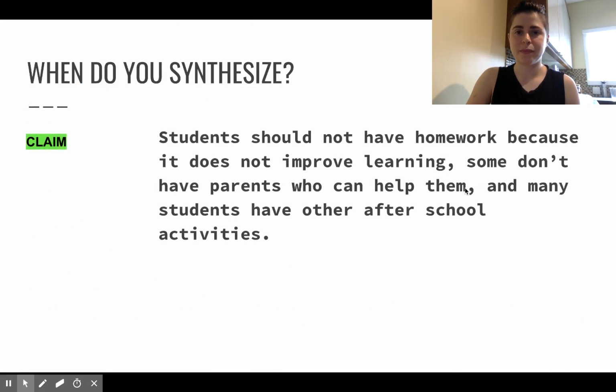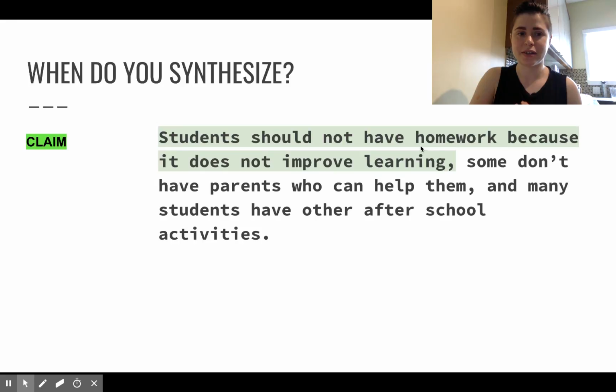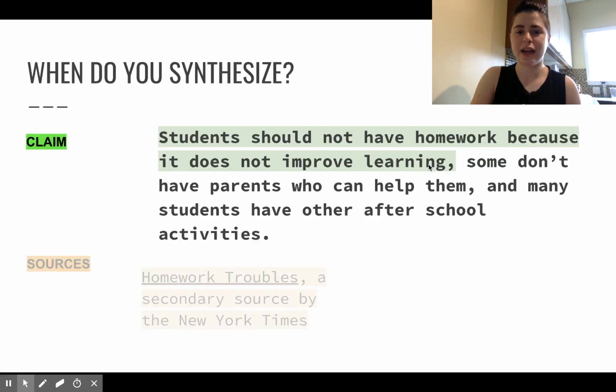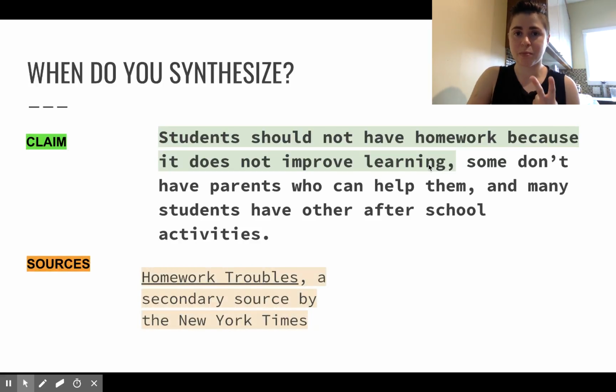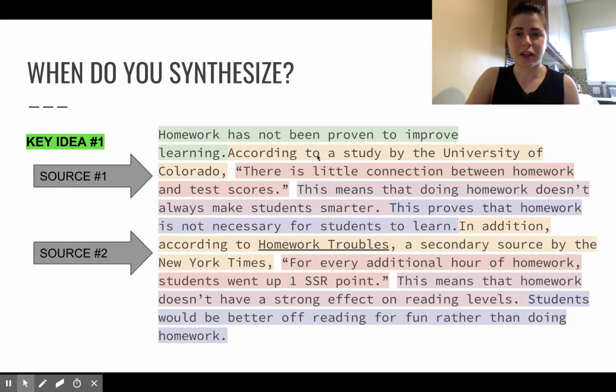Well, when you make a claim, you should be making your claim based on some evidence. So your evidence is going to be for one single key idea at a time. Let's take our first key idea. Students should not have homework because it does not improve learning. And we're going to use two different sources that both say that homework does not improve learning. Notice that we're only focusing on that single key idea. We're not using two sources to prove multiple key ideas. I mean, we can, but in order to get a 3 on synthesizing, you need two sources that prove one key idea.